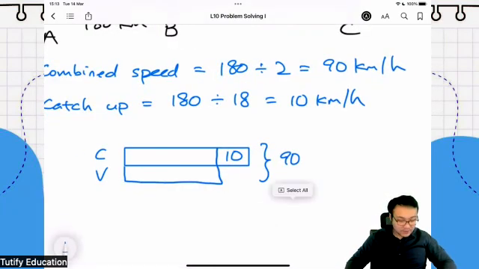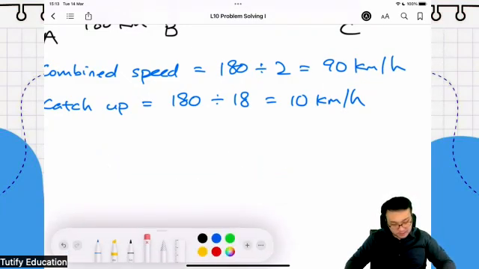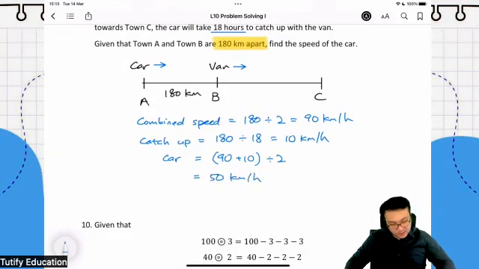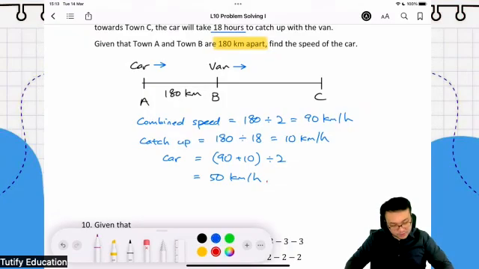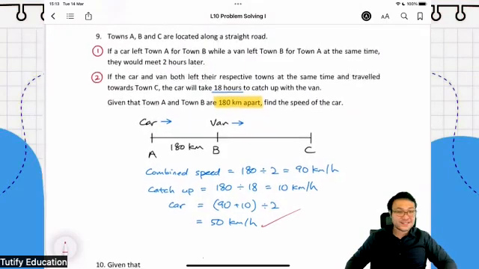Students, what we can do is this. You want to find how fast is the car, right? You add 10, you plus 10 here. Make them the same, plus 10. Then you divide by 2. So 90 plus 10 divided by 2, can? So the speed of the car is 90 plus 10 divided by 2, and you get 50 kilometers per hour. Very good. There you go. Anyone have any questions about this? Raise your hand, students.